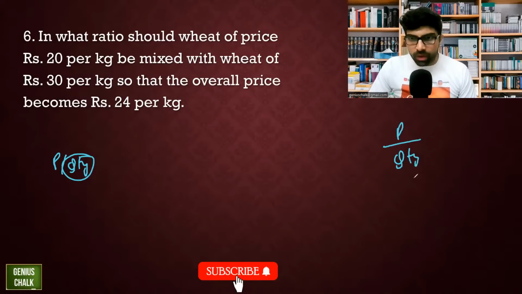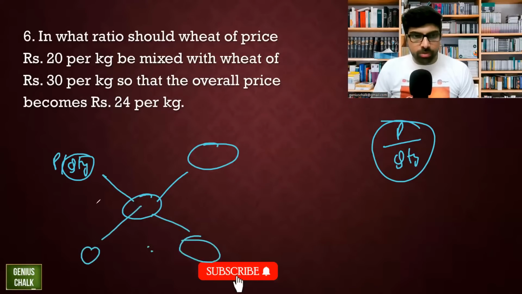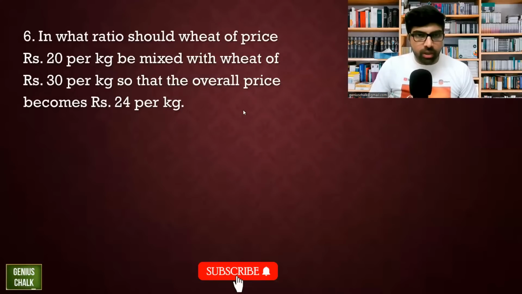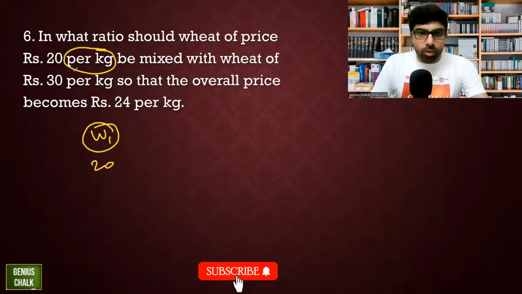Price by quantity. When I combine these two quantities, this is the overall quantity, and this ratio I write here. This is basically the combined average. I'll solve this question theoretically for you by combined average also, and then you will understand that this is not something different. In what ratio should wheat of price 20 rupees per kg be mixed? This is the first category of wheat. The price should be per kg or per unit quantity.